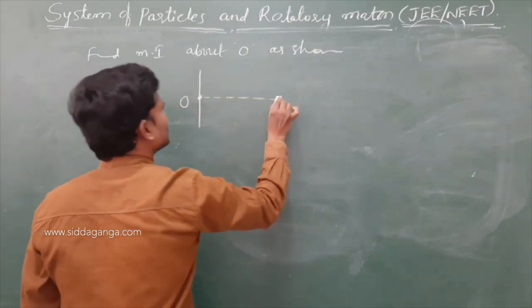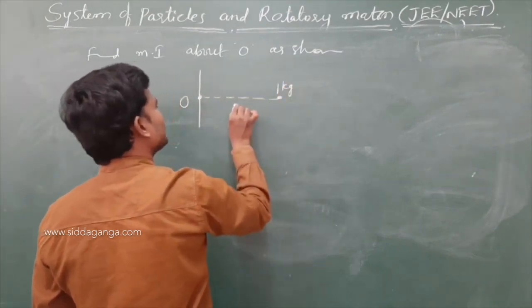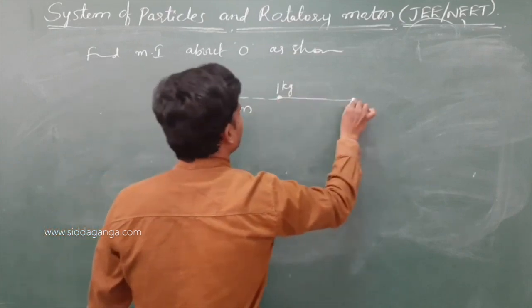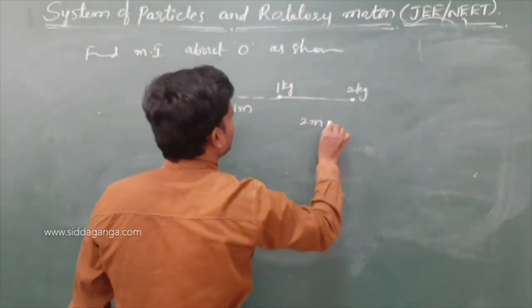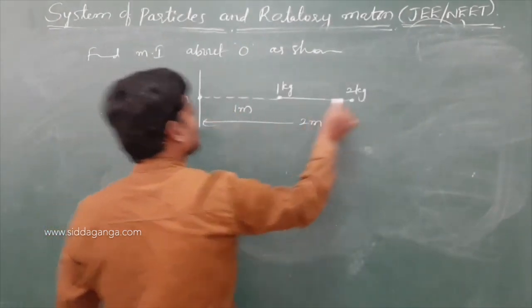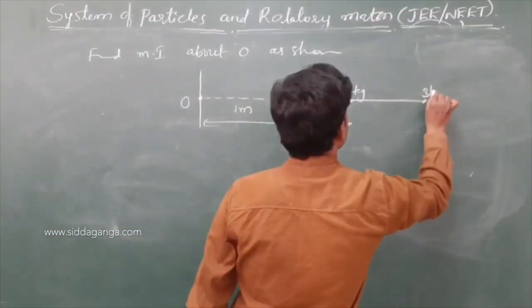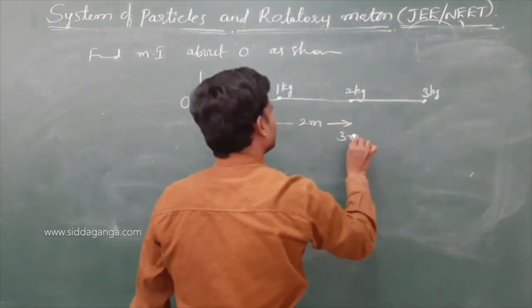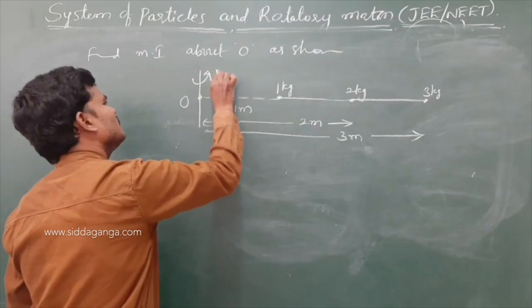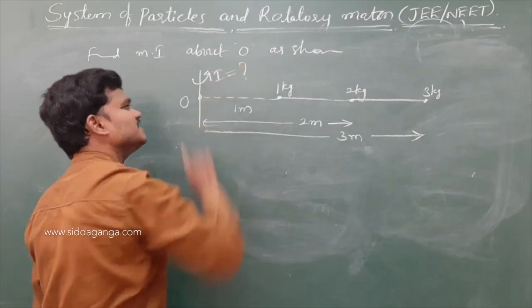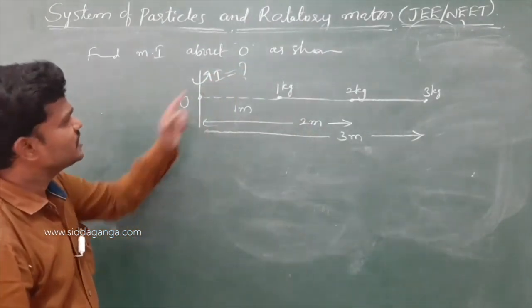Let us suppose this is a 1 kg mass placed at a 1 meter distance, a 2 kg mass placed at a 2 meter distance, and a 3 kg mass placed at a 3 meter distance. Now we have to find the moment of inertia about this axis.